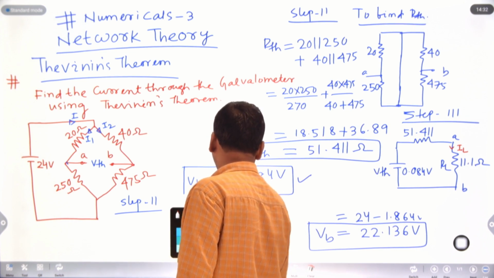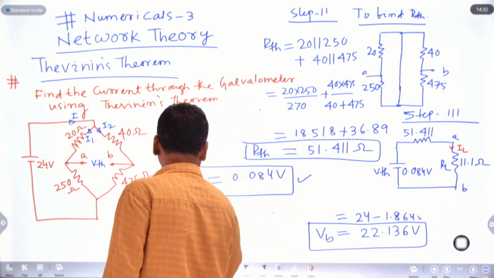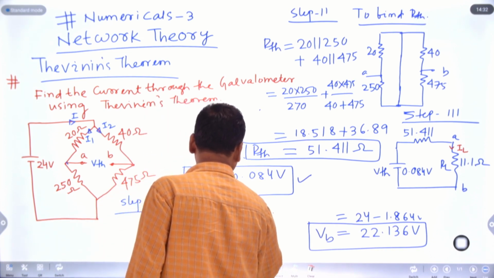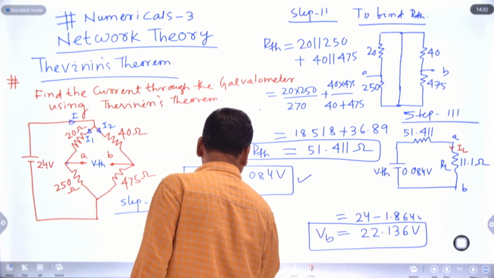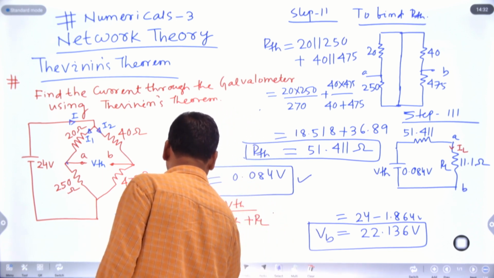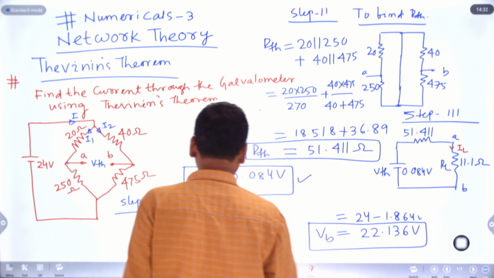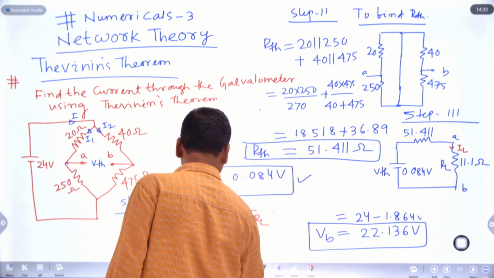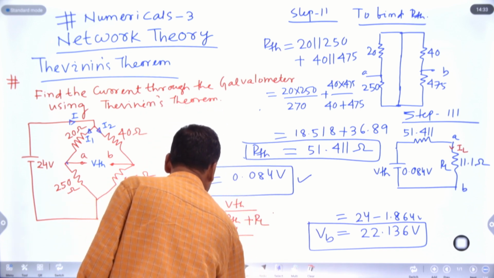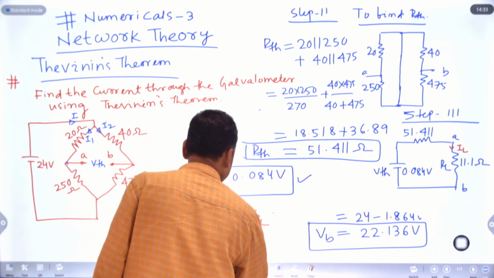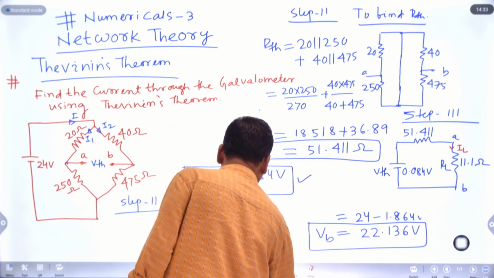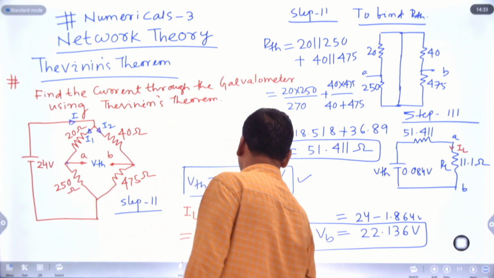That is your IL, the current flow through the galvanometer, equal to VTH divided by RTH plus RL. The value becomes: VTH equal to 0.084, divided by RTH, which is 51.411, plus 11.1.